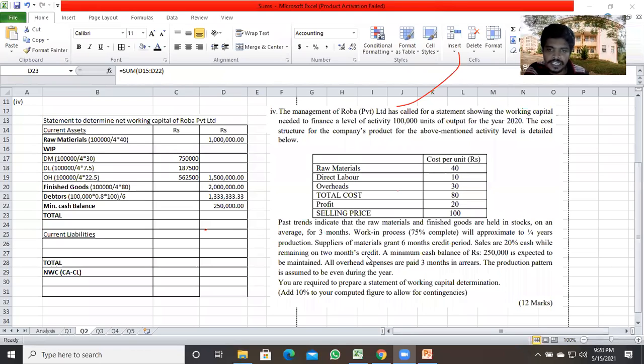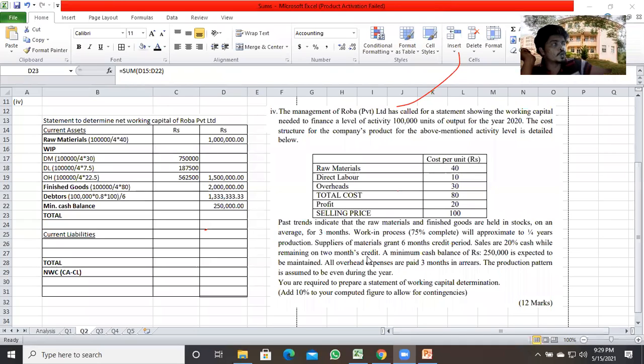That means 80% on credit. So the credit part is total sales value into 80%. Now it says 2 months credit. If it were 1 month credit, today we sell a product on credit and receive the money after a month, so in our books we would have debtors for 1 month. In this particular sum, we will have debtors for 2 months.